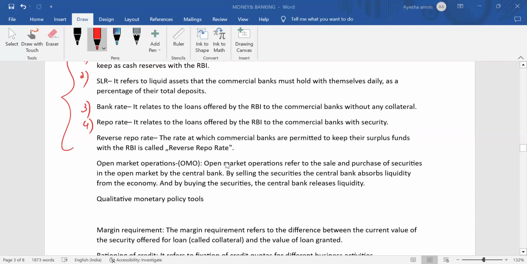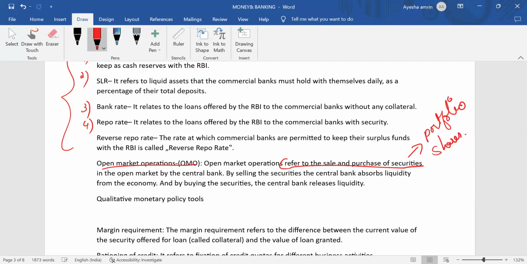Next is OMO. What is this OMO? It is open market operations. What is this open market operations? It refers to the sale and purchase of securities. What are securities? Portfolios. What are the portfolios? Anyone?